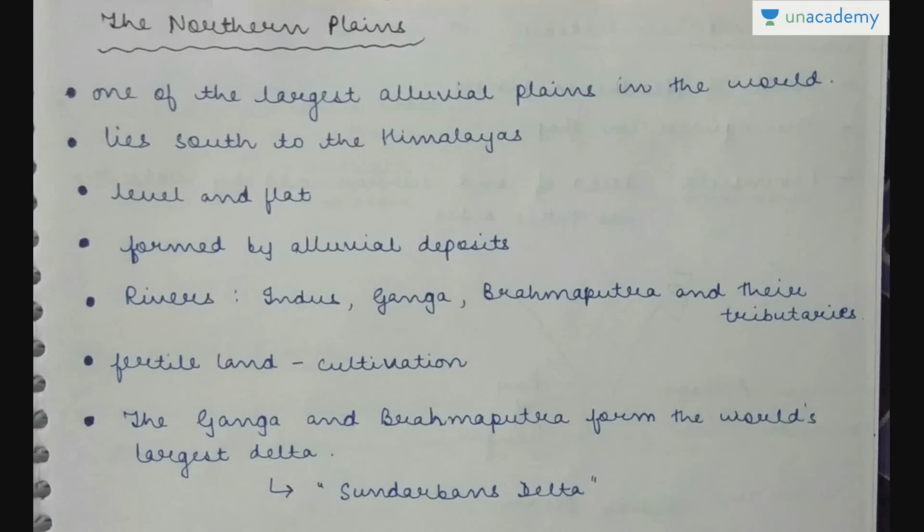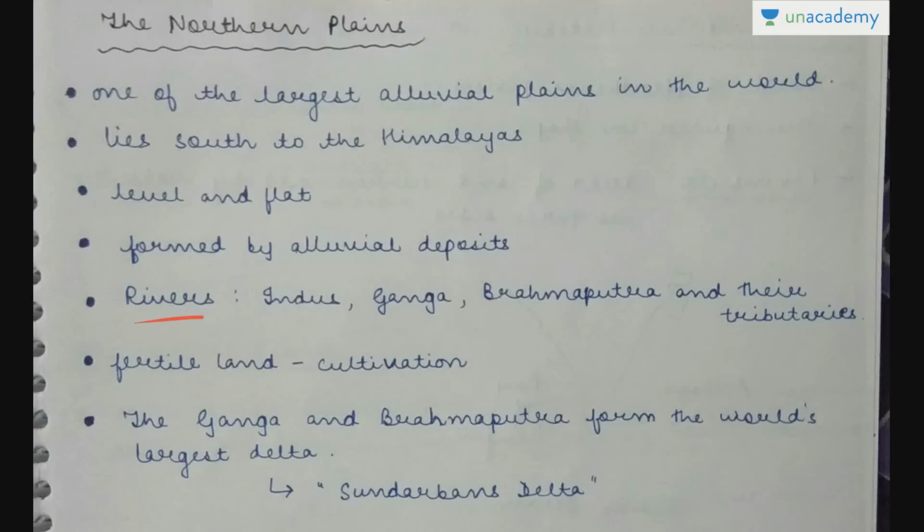Okay, the northern plains. It is one of the largest alluvial plains in the world, which we have done, formed from alluvium. It lies south of the Himalayas. So this is the Himalayas here, and then the northern plain is here. This is leveled and flat, and it is formed by alluvial deposits.